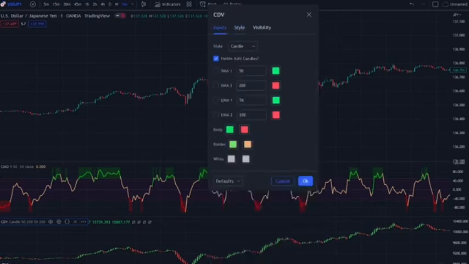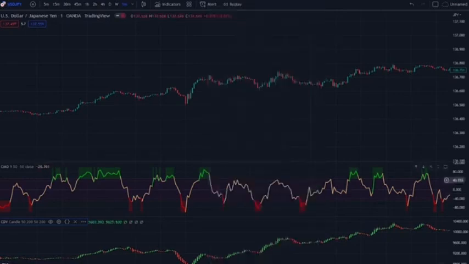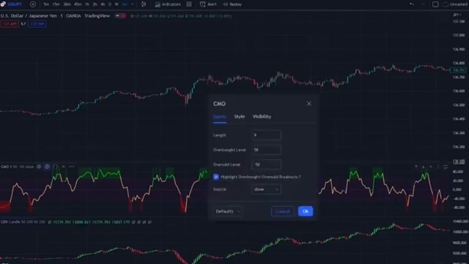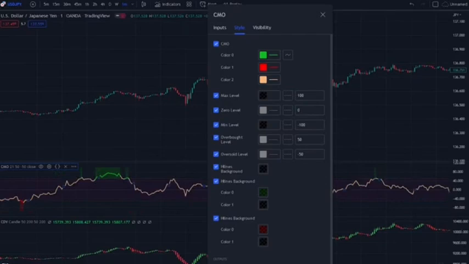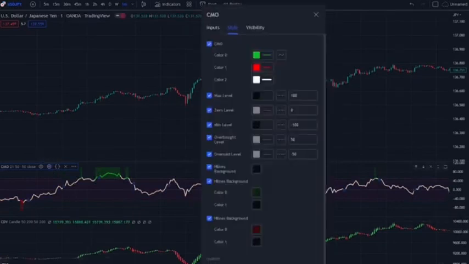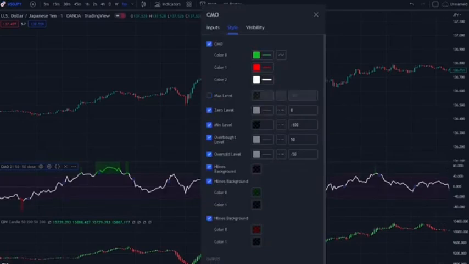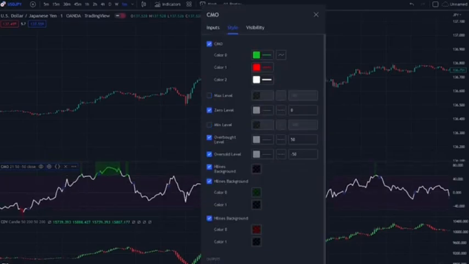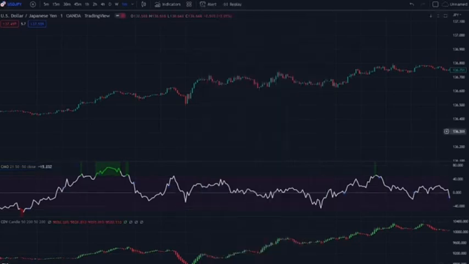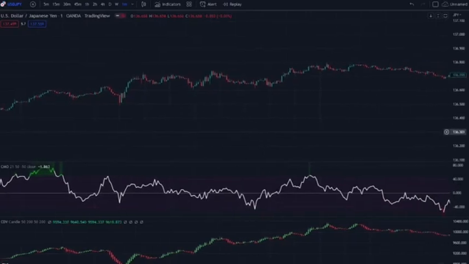Now let's make some adjustments to the Channel Momentum Oscillator. Double-click on the indicator and change the length to 21. Go over to the style and change this to white. Then untick the max and min levels. Untick the overbought and oversold levels and change the 0 level to a straight line. Go ahead and click on the OK button to save the changes. Okay, so the chart definitely looks much better.